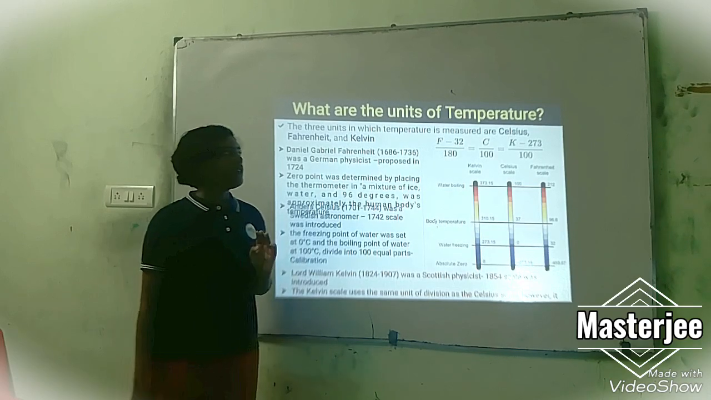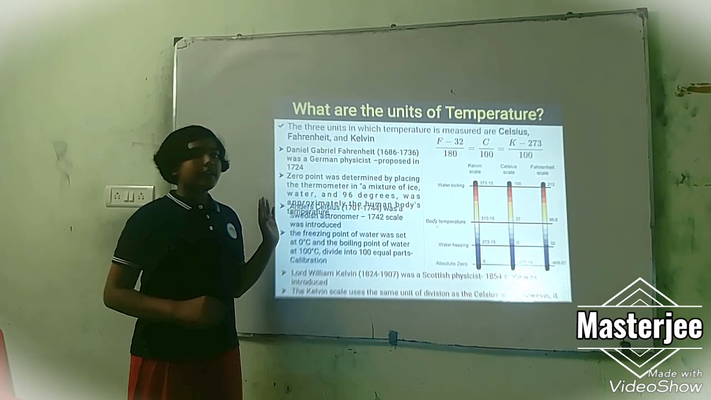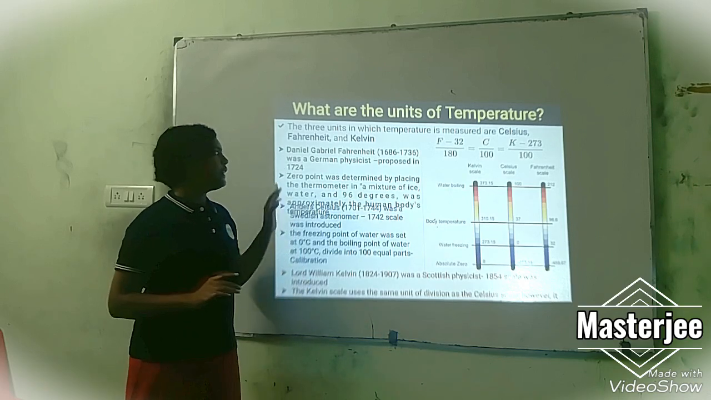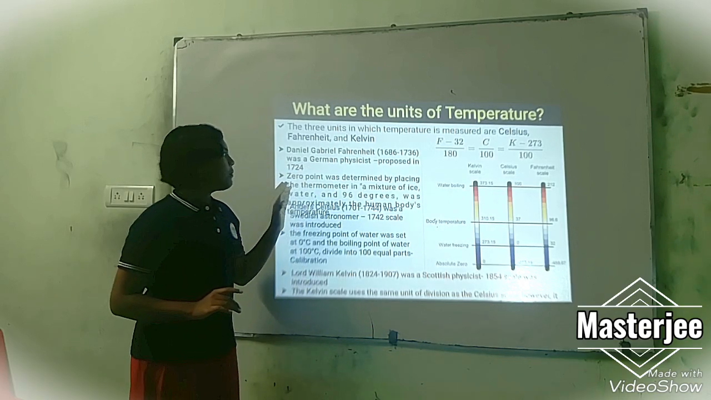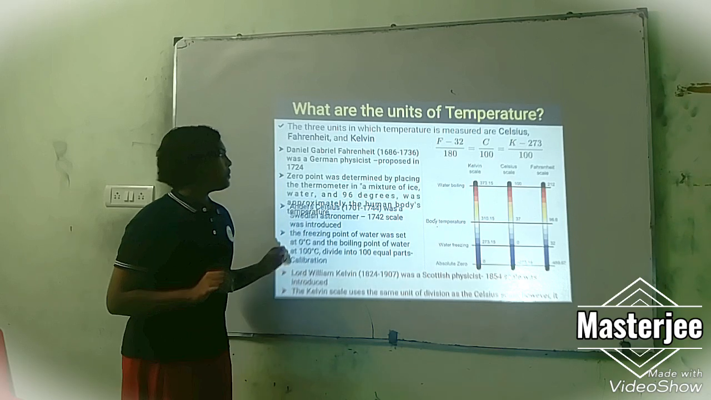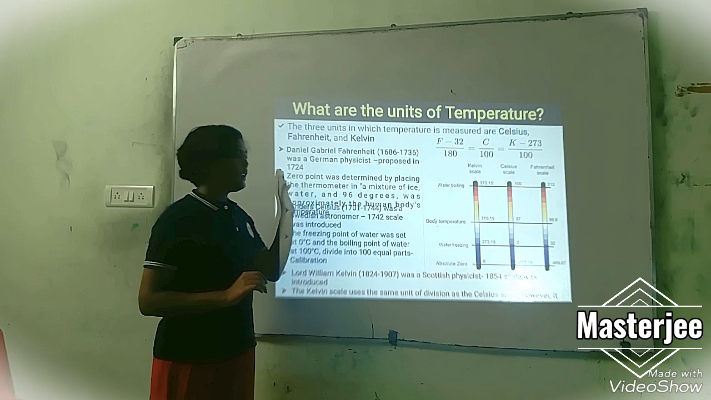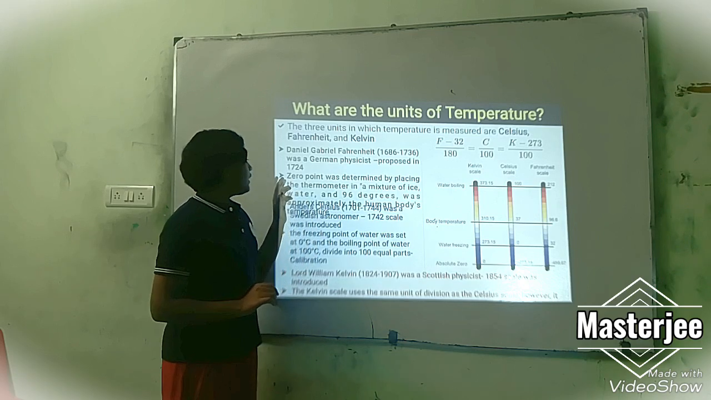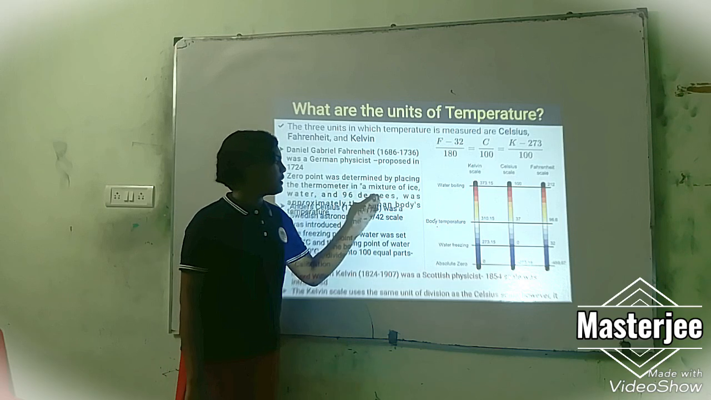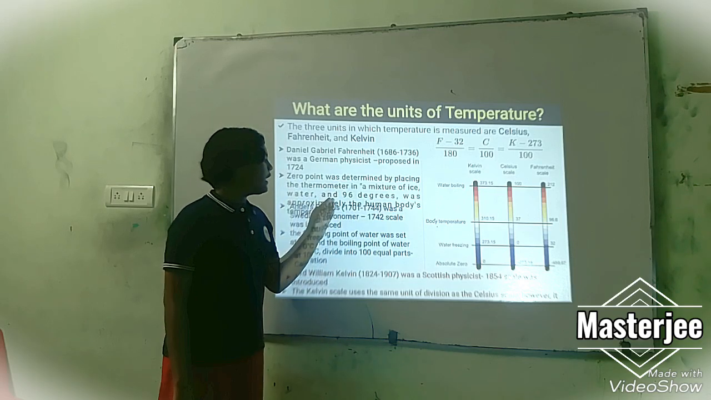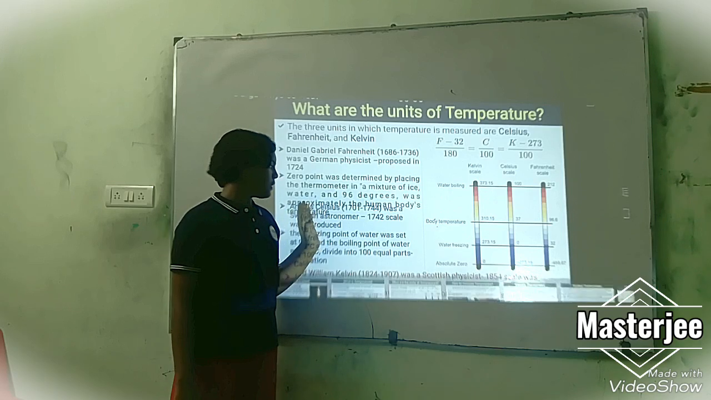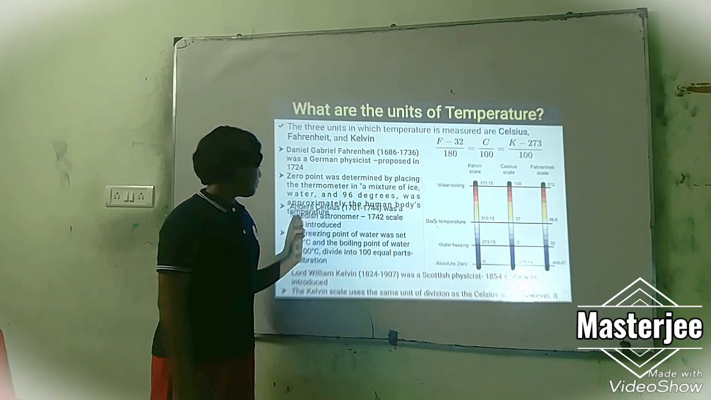What are the units of temperature? It is measured in three units called Celsius, Fahrenheit and Kelvin. Daniel Gabriel Fahrenheit was a German physicist. He proposed the Fahrenheit scale in 1724. The 0 point was determined by placing a thermometer in a mixture of ice and water, and 96 degrees was approximately the human body's temperature.